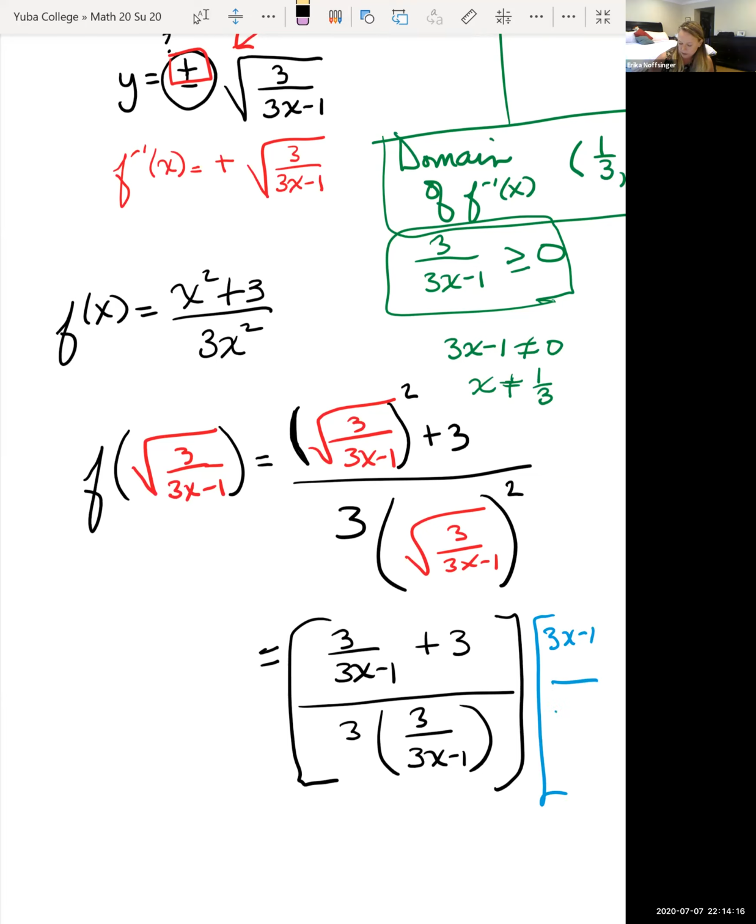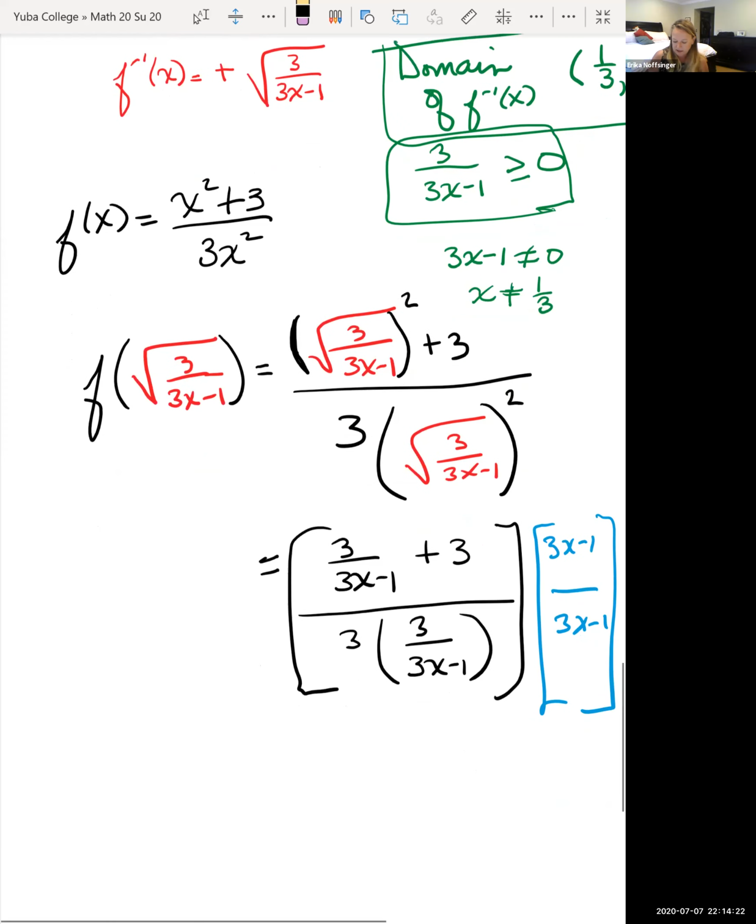Over 3x minus 1. If it helps you to put a 1 over the 3x, under the 3x minus 1s, then do that. So you can see it as fractions. So distributing the 3x minus 1 to the first grouping in the denominator, those 3x minus 1s cancel, and you're just left with a 3.